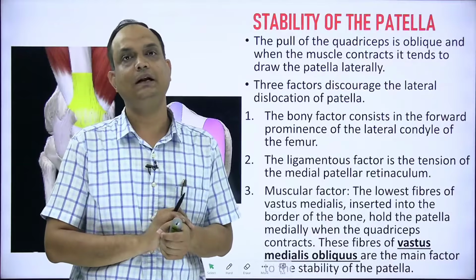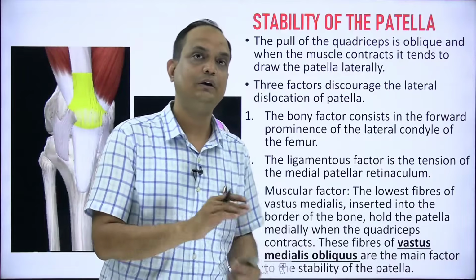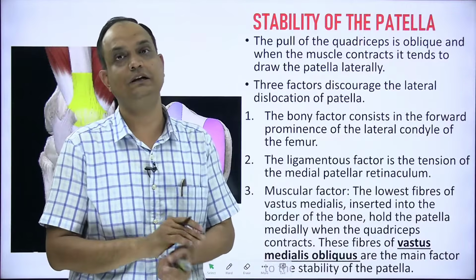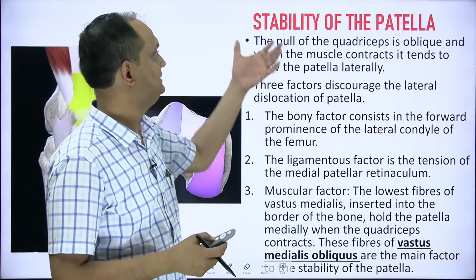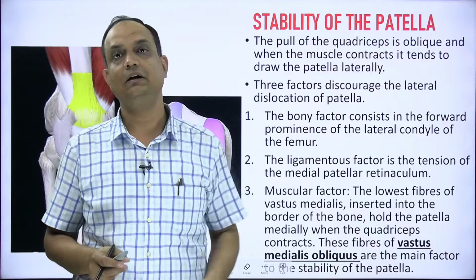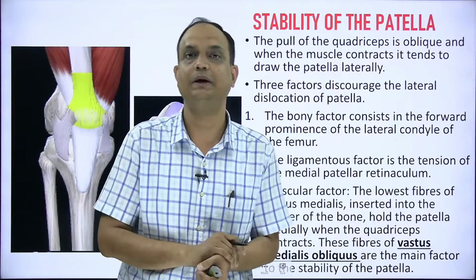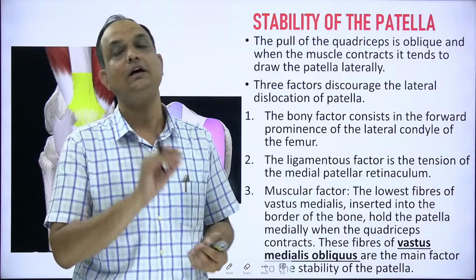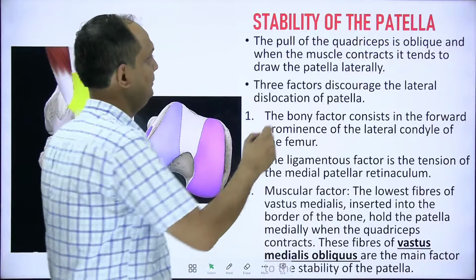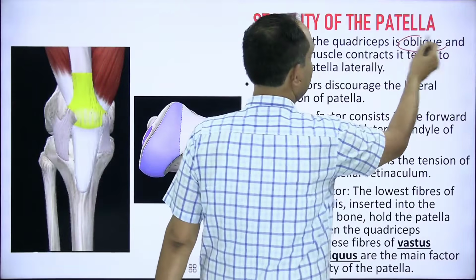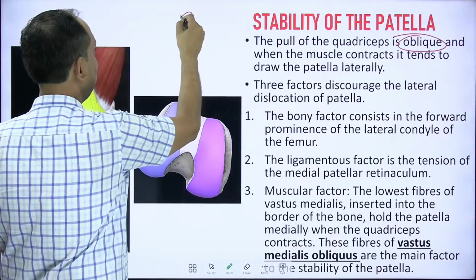The question that comes in the exam is: why is the patella not displaced laterally, because the patella has a tendency to displace laterally due to anatomical reasons. So, the question is about the stability of the patella: write down the factors which prevent the lateral displacement of the patella at the time of knee extension. So, why does the patella have this tendency? Because the pull of the quadriceps is oblique. Why oblique? Because you know that the shaft of the femur is placed in an oblique direction.